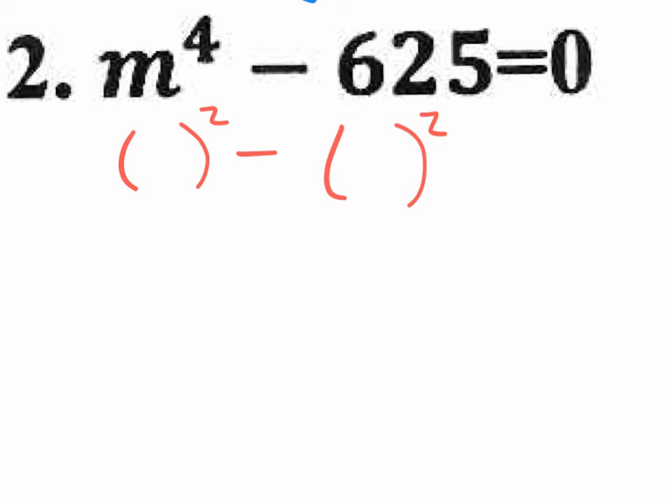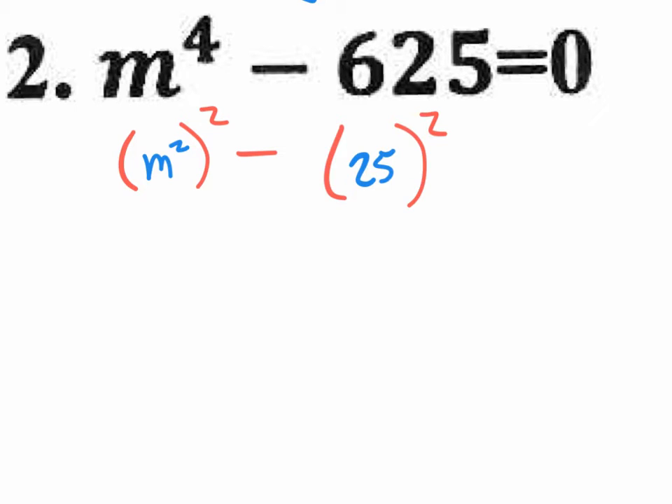What would be inside this first one if I wanted to change it to a square? What would be in here in order to get the m to the fourth? M squared, thank you very much. And here, I'm hoping I'm able to do something squared to give me 625. And 25 squared gives me 625, right? Of course, if I were doing this on my own, I'd use a calculator. So 25 squared will give me 625. So 25 goes inside of there, right?